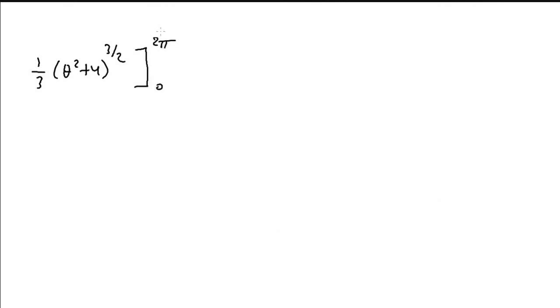So then to evaluate, I'll start by plugging in 2 pi. I'll leave the 1/3 outside since it's a constant, and just focus on evaluating the inside, theta squared plus 4 to the 3/2. So when I plug in 2 pi, I'll get 2 pi squared plus 4 to the 3/2 power, minus, when I plug in 0, I'll get 0 squared, which is 0, plus 4, which is 4, to the 3/2.